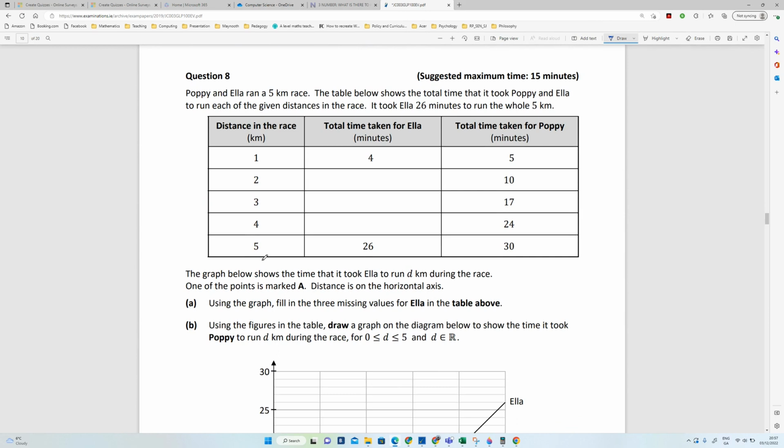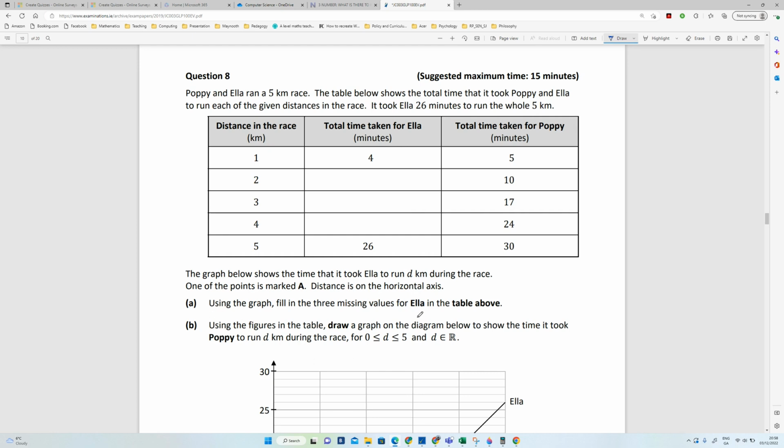Right, question 8. Poppy and Ella ran a 5k race. The table below shows the total time it took Poppy and Ella to run each of the distances in the race. It took Ella 26 minutes to run the whole 5k. So this is Ella's times here, and this is Poppy. Poppy's are all filled in, Ella's aren't.